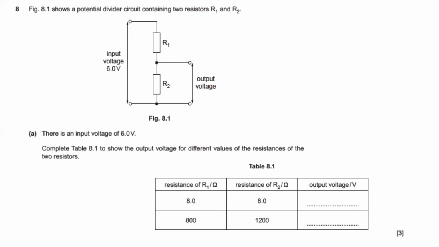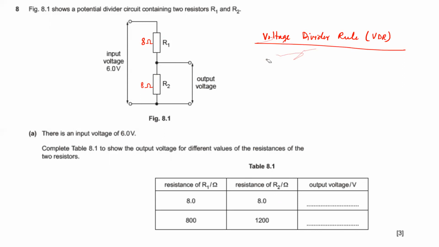So part A, it says that there is an input voltage of 6 volt. Complete the table to show the output voltage for different values of resistance of the two resistors. Okay, so the resistance R1 is 8 ohms, R2 is 8 ohms. So basically find out the voltage. For the first part, we have to use the voltage divider rule here. We also call it VDR.